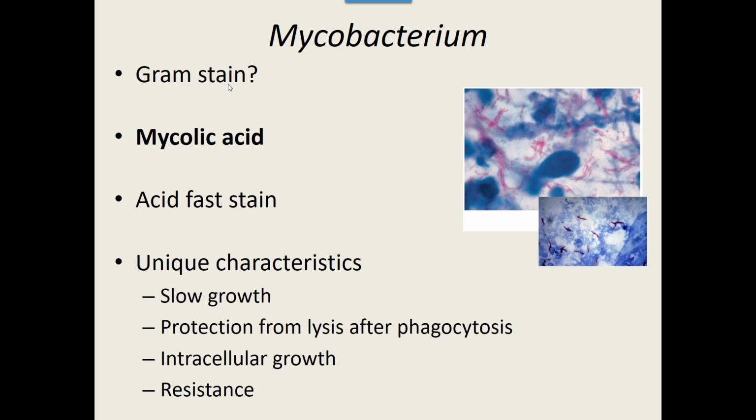Now, because they're kind of their unique group, they have their own unique characteristics. One, they're slow to grow. So they're going to take a little bit longer to grow if we try to grow them up in incubators. Partly it takes a little extra time to make that mycolic acid. They do have protection from breakdown after phagocytosis, so they can be eaten, but then not broken down right away. They can grow then intracellular. Again, that's the best hiding place ever if you can live inside of cells.